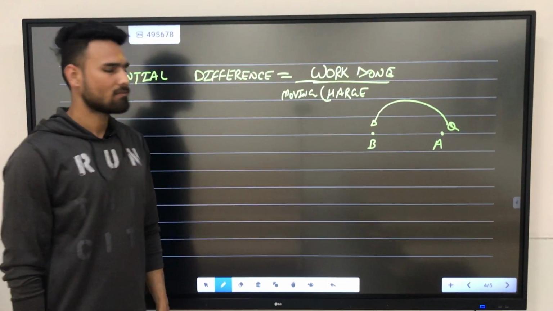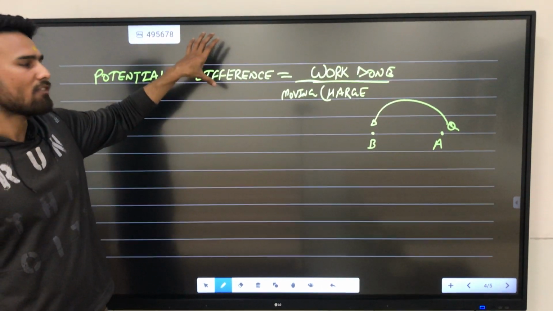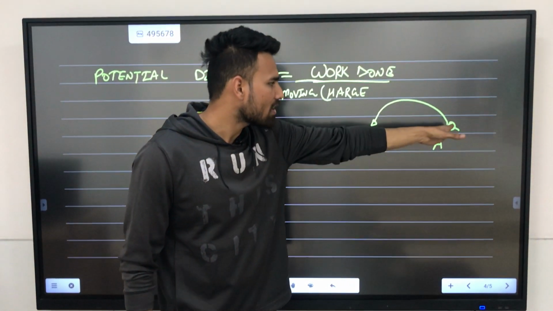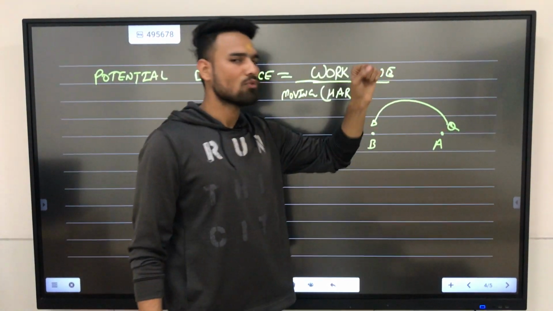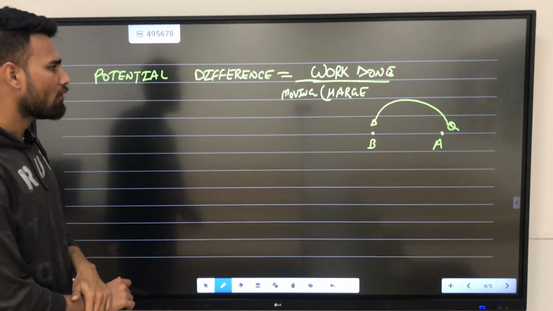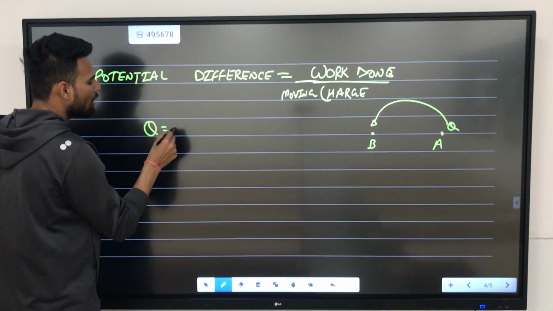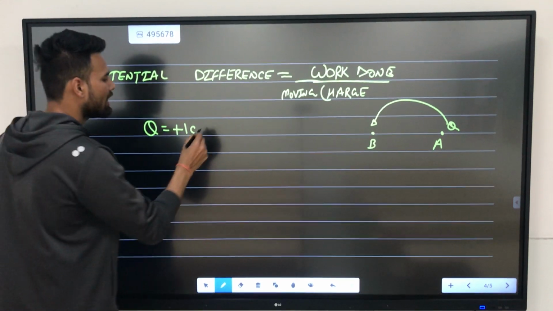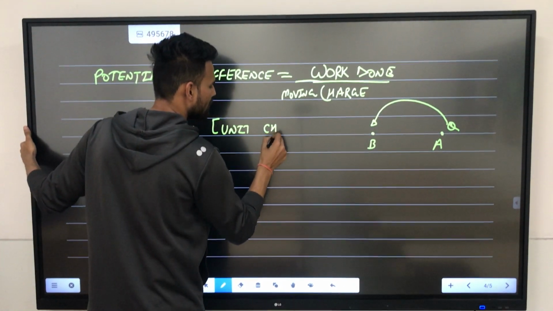Am I clear or not? What is potential difference? Potential difference is defined as the amount of work done in moving a charge from one point to the other point per unit moving charge. Now what is it, sir? If you are not getting it, let us suppose that the charge is plus 1 coulomb. It means it is a unit charge.